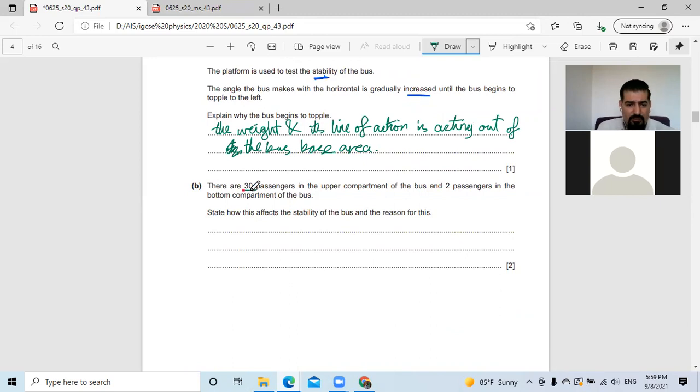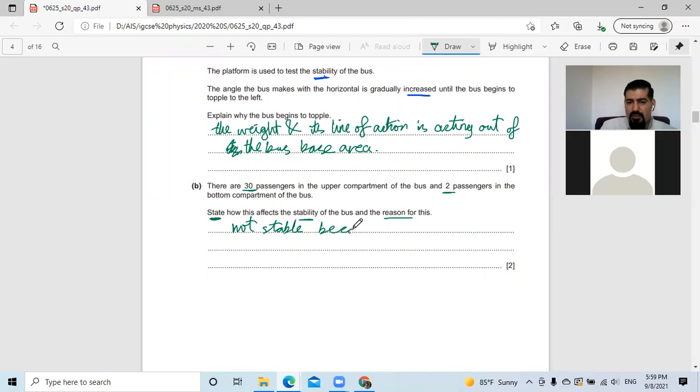Okay. Now, there are 30 passengers on the upper deck of the bus, and 2 passengers on the bottom one. State how this affects the stability, and the reason. What do you think? What will happen here? Is it stable or not stable? When 30 are on the upper one and 2 on the lower one, is it stable or not stable? It's less stable. Yes, less stable. Why is it not stable?